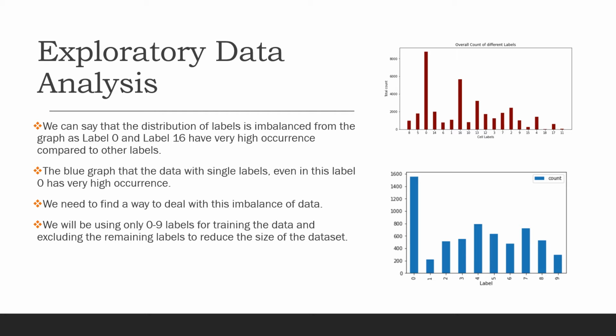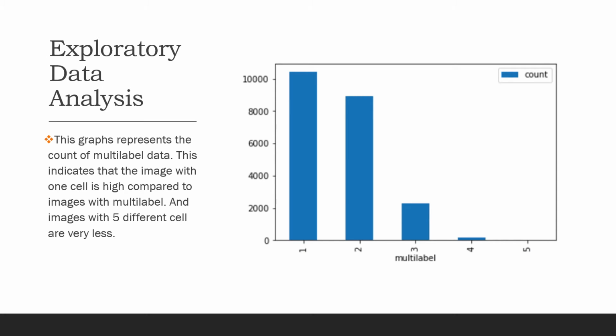So what we'll be doing is considering only 0 to 9 labels instead of 0 to 16 labels for our data analysis. This will help us reduce our dataset and get well balanced data for our future prediction. This graph represents the count of multi-label data. This indicates that images with one cell are high in occurrence compared to images with multi-labels, and images with 5 different cells are very low in count.